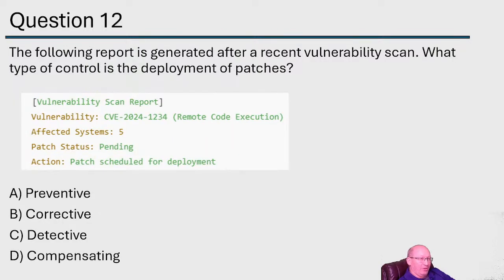All right. Question number 12. The following report is generated after a recent vulnerability scan. What type of control is the deployment of patches? We see our vulnerability scan report. We see a CVE for remote code execution. Affected systems are 5. Patch status is pending. Patch scheduled for deployment is our action. We have preventive, corrective, detective, and compensating. What do you think? I'll give you about 10 seconds on this one before we move on.